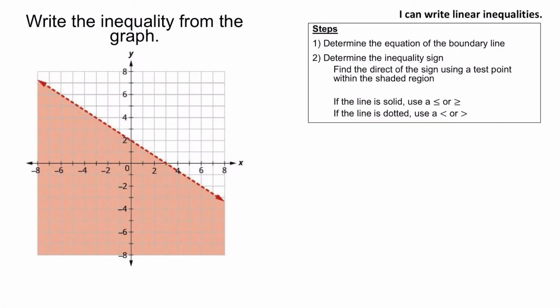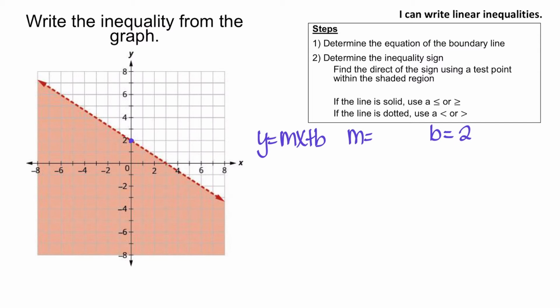Now let's try this one. Let's write the inequality from the graph. So if we look at this graph, remember we have y equals mx plus b to help us start off. So we have m equals something and then b equals something. The y-intercept is at 2, so I can see that b equals 2.